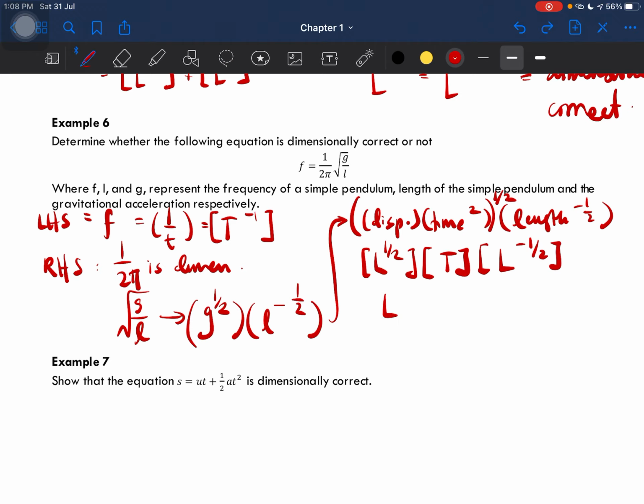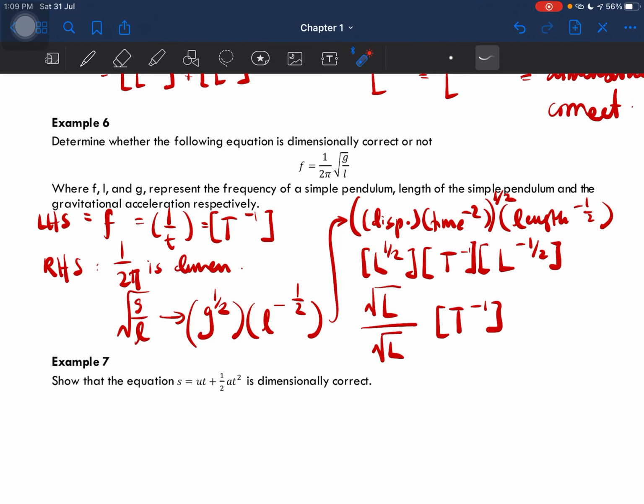Let me do this so you can understand what I'm trying to do. L, then we have square root of L again. Then you have T here. T, oh, mistake. Yeah. T negative 2, time. Why negative 2? Because earlier I had put it as per meter per second square, so there should be negative 1 here. Okay, so we have T negative 1 here.